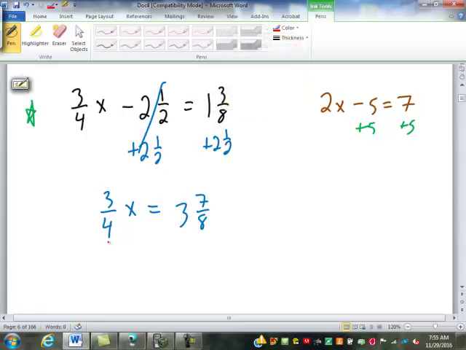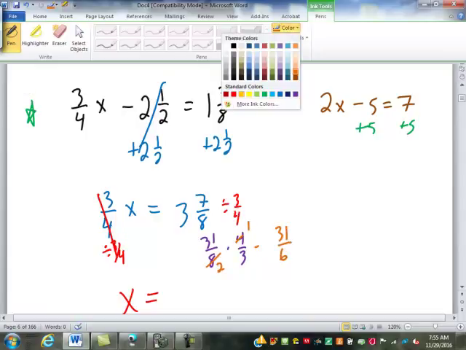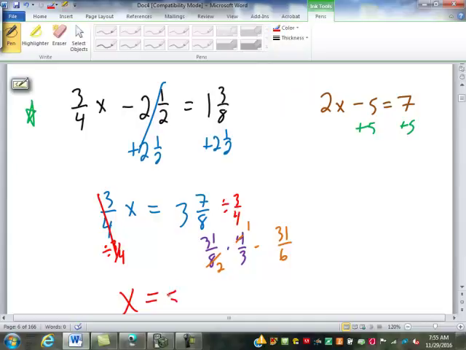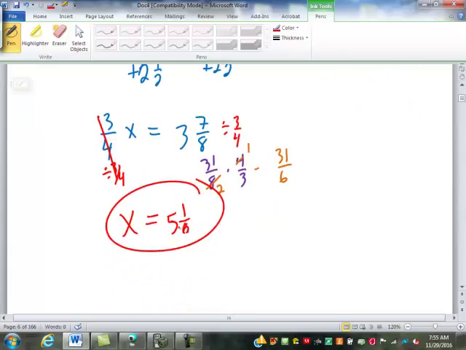And then we need to divide by 3/4. So I have x equals 3 7/8. 3 times 8 is 24, plus 7 is 31/8. Divided by 3/4 is going to be times 4/3. 8 and 4 cross cancel, give me 1 and 2. So this is 31 over 6, which is 5 1/6. What do you think? Not bad?